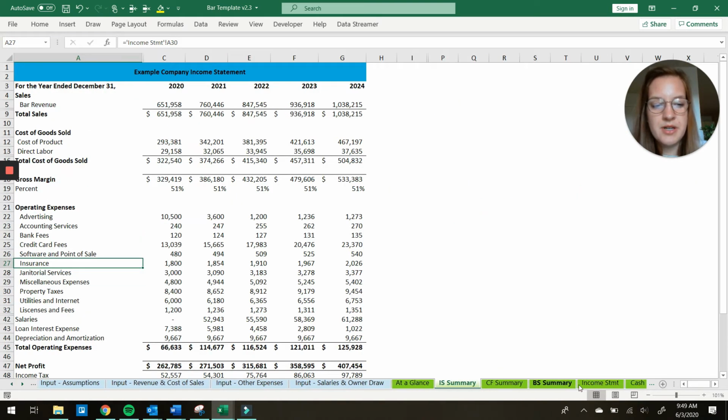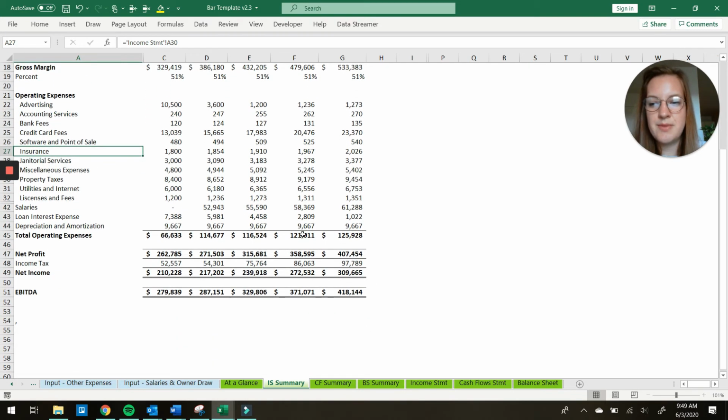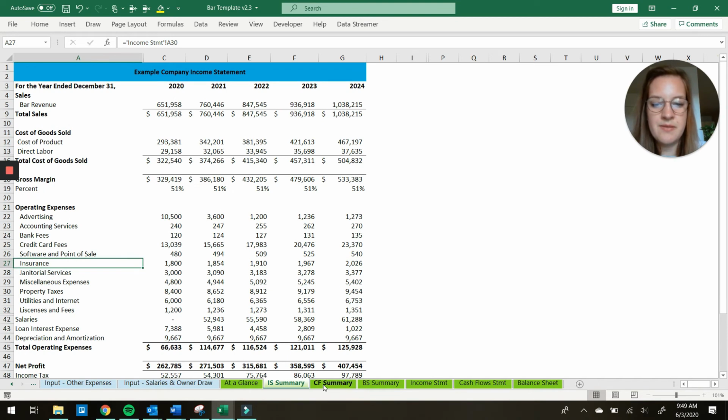The next 3 tabs are the income statement summary. So the income statement, the cash flow statement, and the balance sheet in summary format, meaning they show the ends of the years for 5 years. You can see you've got your revenue, cost of goods sold, your operating expenses, income tax, and then your net income down here, as well as your EBITDA, which is your earnings before interest, tax, depreciation, and amortization.